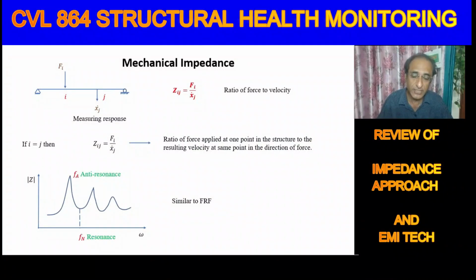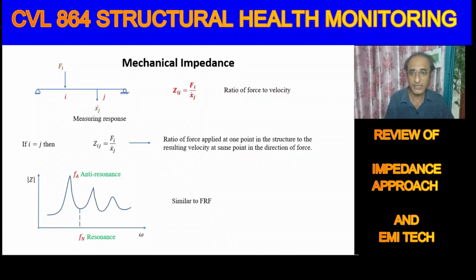So in the last two lectures, we have discussed two important concepts. One, the concept of mechanical impedance. So let me just revise. What is mechanical impedance? It's basically the force at a point to the velocity measured at that point or some other point. So if the point is different, then we call it as cross impedance.